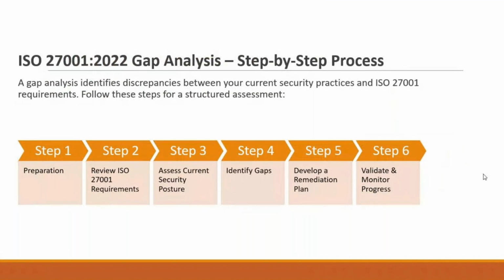This is the steps for your gap analysis. Okay, prepare, review your requirement standard, go with your current security posture, assess the current security posture. What are the current, you can say how many controls, how many procedures are being used as of now by the organization. Identify the gap, which controls or which process or which problems are missing over here, develop a remediation plan and monitor, look for the progress. This is how you are going to do a gap analysis.